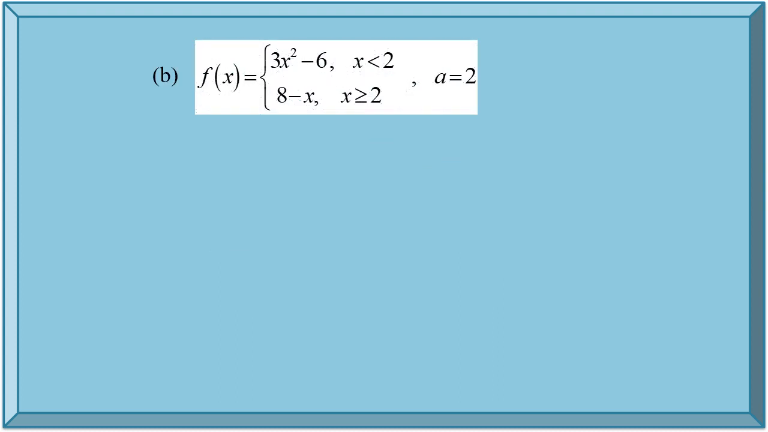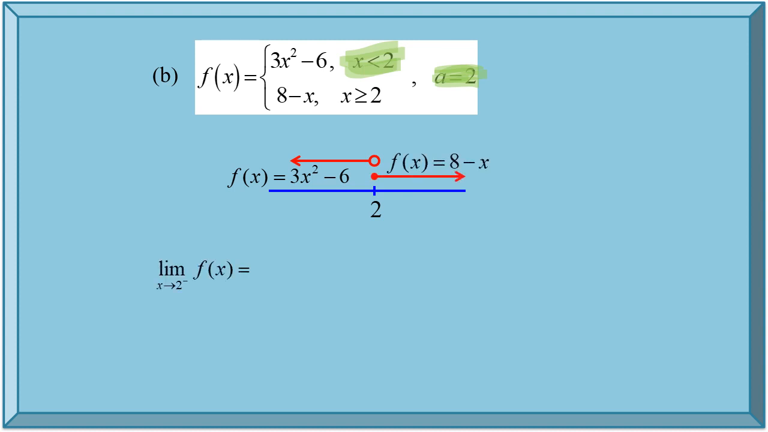For question B, let's say our f(x) is a piecewise function consisting of 3x squared minus 6 for x less than 2, and 8 minus x for x more than or equal to 2. We want to find the limit at a equal to 2. We find it from the left side and from the right side. For the left side of 2, we have the function 3x squared minus 6. This is the domain for x less than 2. For x more than or equal to 2, we have the function 8 minus x.